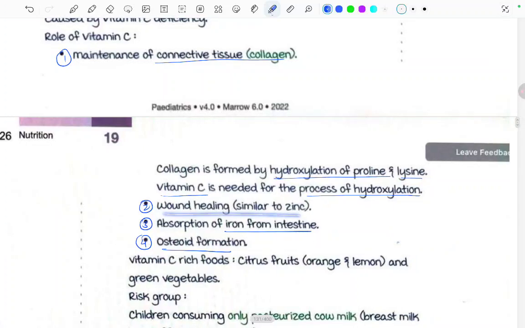Wound healing is similar to zinc. Absorption of iron from the intestine. These are all the roles of vitamin C, and osteoid formation. Fine, so vitamin C is needed for the maintenance of the connective tissue, wound healing, absorption of the iron from intestine, and osteoid formation. Vitamin C rich foods are the citrus foods, orange and lemon, and green vegetables. Okay, so these are the vitamin C rich foods.